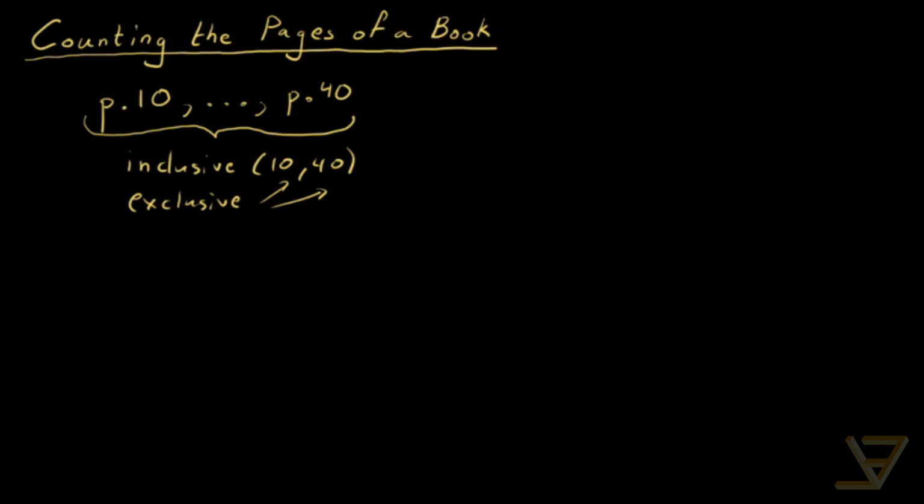Now, usually in my experience, students jump to saying the answer is 40 minus 10, which is equal to 30. And this isn't bad as a first guess, but it is wrong. So let me show you how to solve this properly.